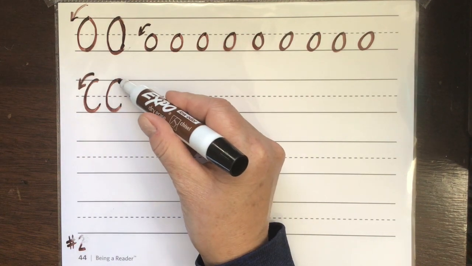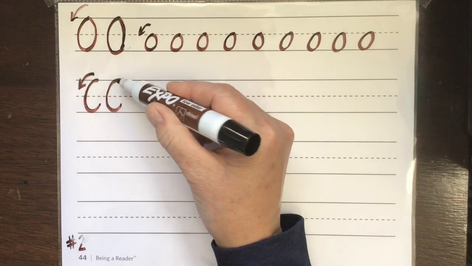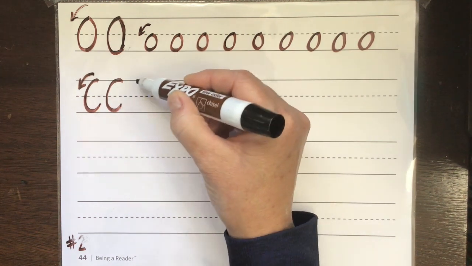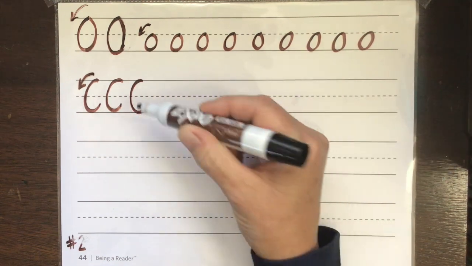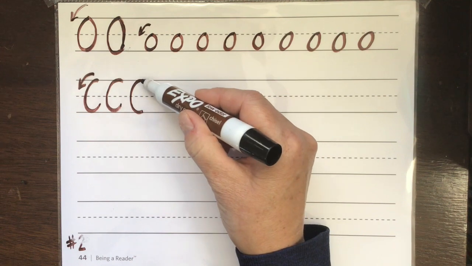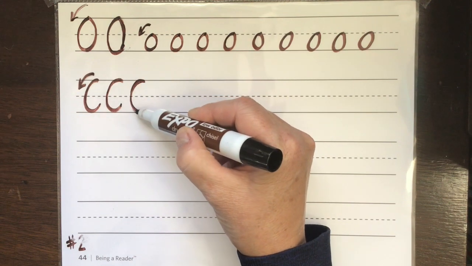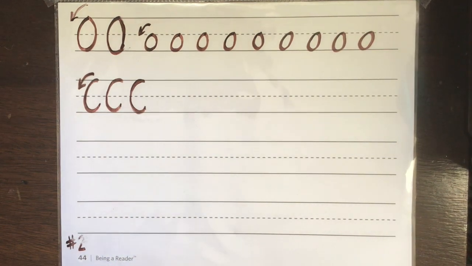With the C, you might want to start it just a little tiny bit over than you did before. Some of you might be starting here and coming here, and it's maybe a little short. So it just depends on if you want to make those pieces a little bit longer.